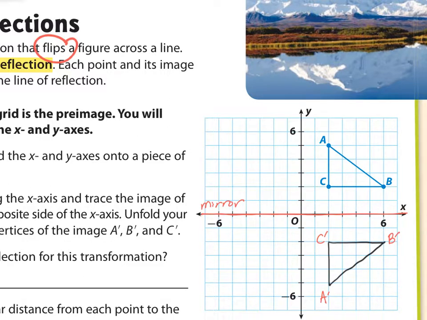Okay, some important things to notice here. Let me have you think about a couple questions. Are triangle ABC and triangle A prime, B prime, C prime the same shape and the same size? Hopefully you're thinking yes to both of those. They are the same shape and same size, which means they are congruent. So same shape and same size.